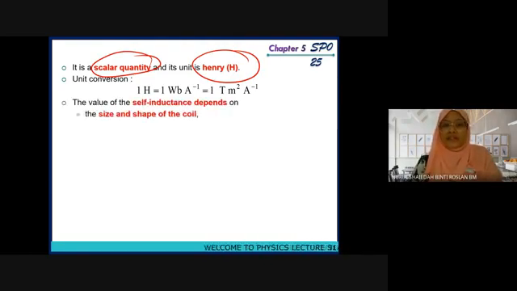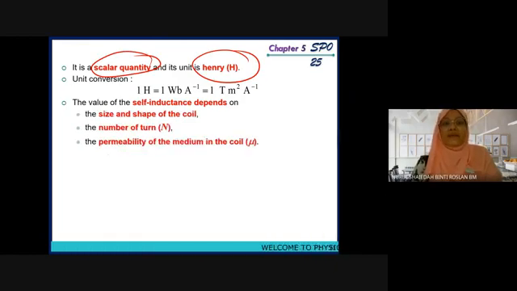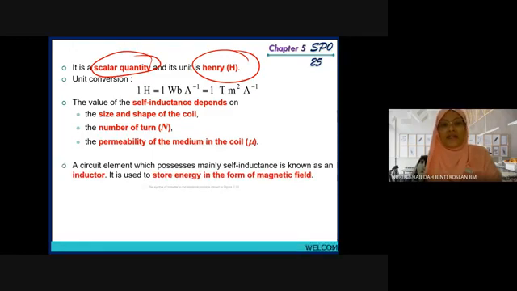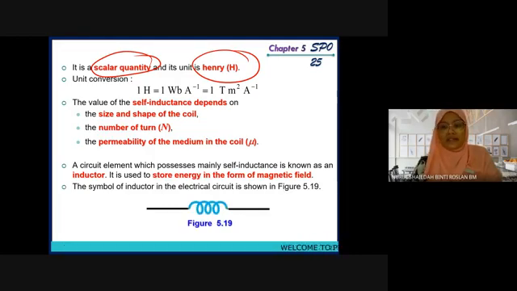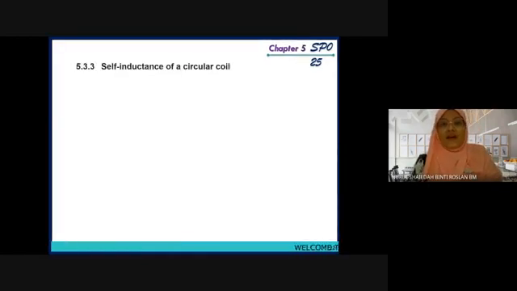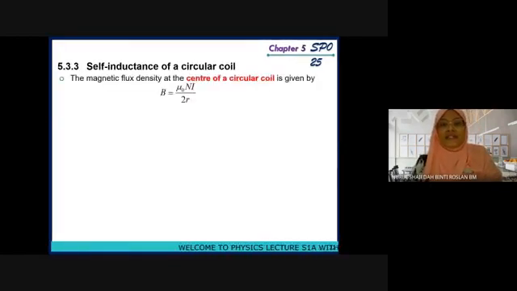Self-inductance depends on the size and shape of the coil, the number of turns, and the permeability of the medium in the coil, mu. A circuit element which possesses mainly self-inductance is known as an inductor. So they can store energy. So this is an example picture of an inductor. Usually the self-inductor symbol is a solenoid. Okay, self-inductance in a circular coil.